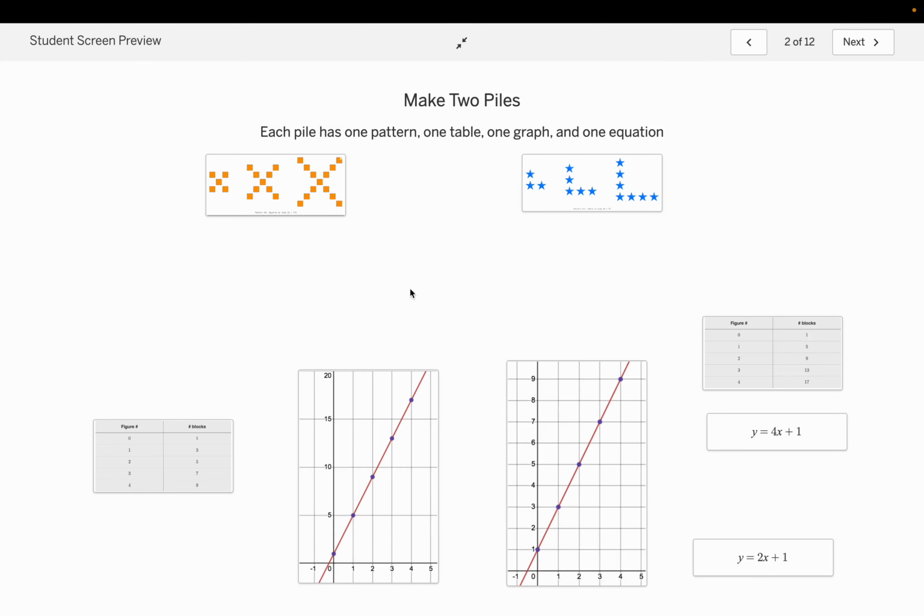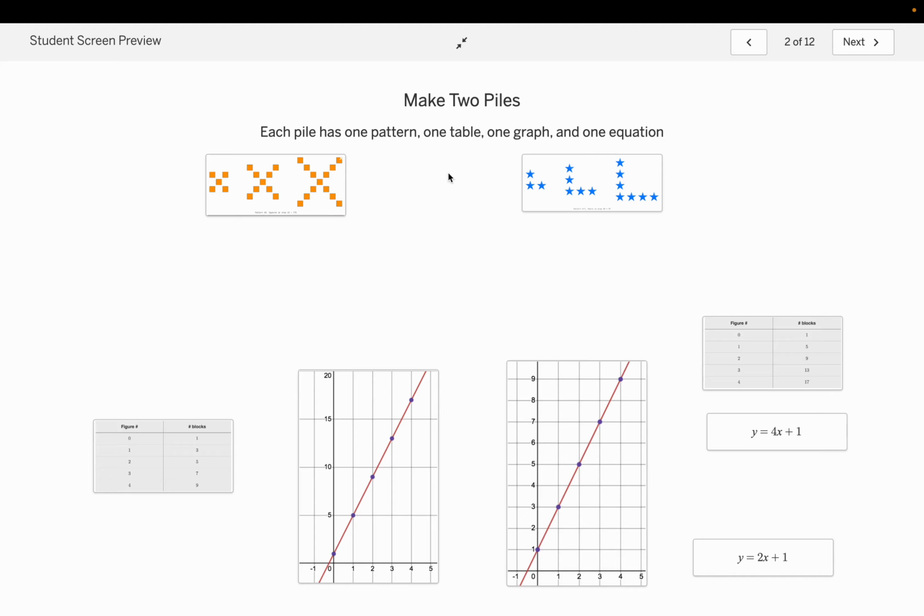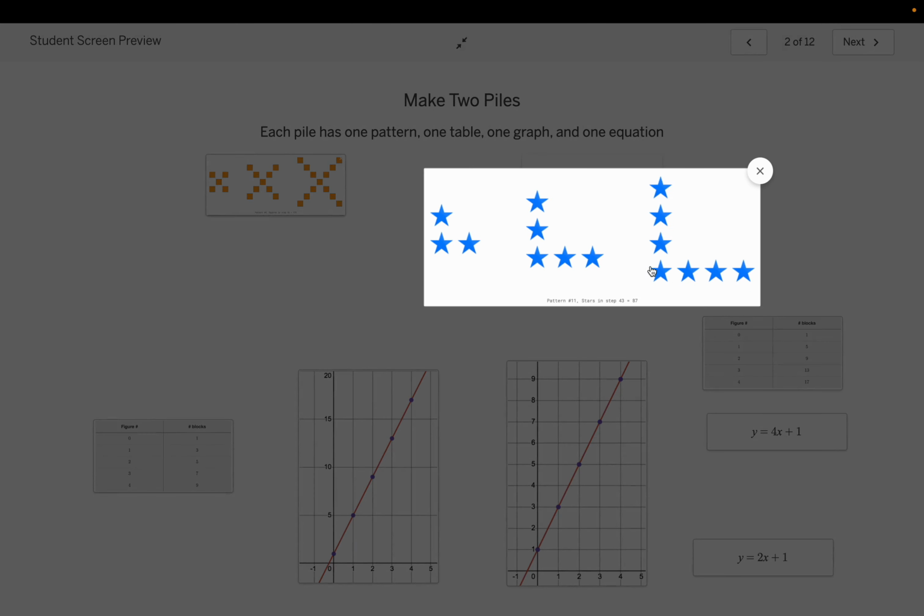All right, so my recommendation is to start by looking at each pattern and just counting the number of objects in each step. I see that the orange pattern has 5 in step 1. I see that this one has 9 in step 2 and 13 in step 3. On the other hand, the blue pattern has 3, then 5, then 7.